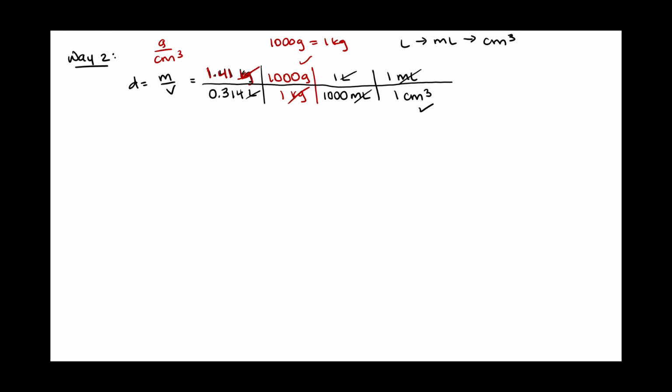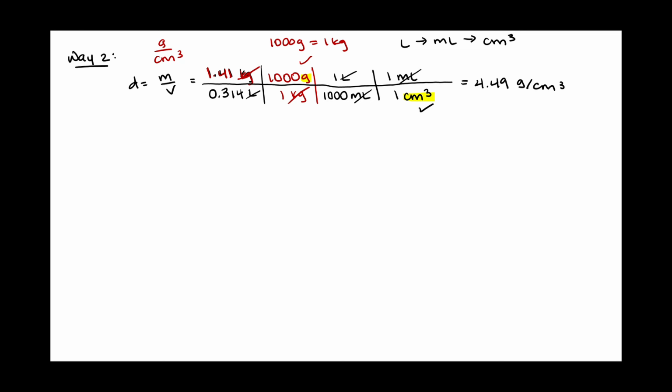This is a preview of stoichiometry, converting between units. This is good practice. I can go back and just double check everything looks good. Kilograms cancel. I'm going to highlight what I'm left with. So here I'm left with grams in the numerator. And then we did all of our volume conversions. Everything cancels nicely. We're left with cubic centimeters in the denominator. This looks good. I can go ahead and punch this into my calculator, and I come out with the same answer.